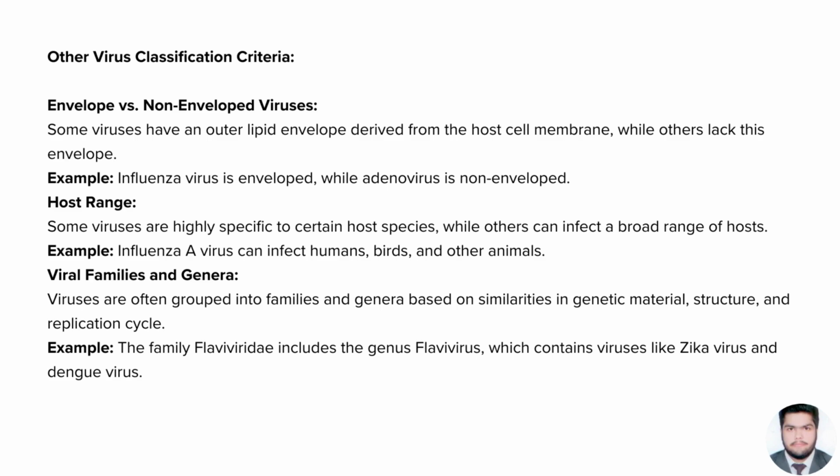Viral families and genera. Viruses can often be grouped into families and genera based on similarities in genetic material structure and replication cycle. Example: the family Flaviviridae includes the genus Flavivirus, which contains viruses like Zika virus and dengue virus.